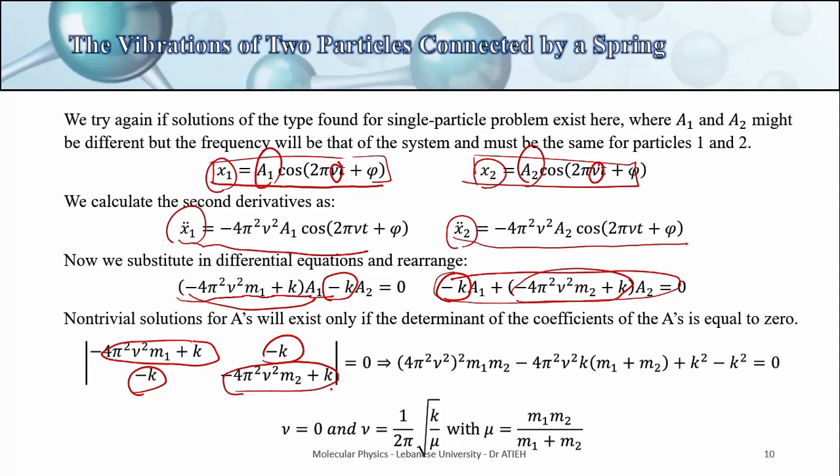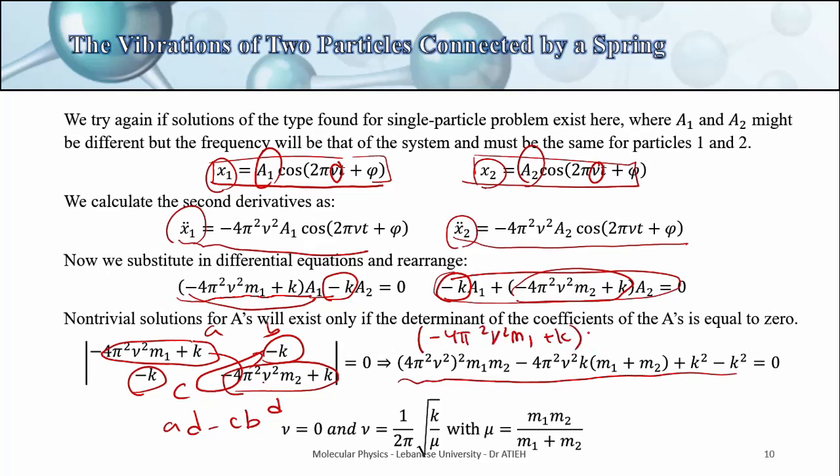So let's try to search what this determinant gives us if it is equal to 0. This is a, b, c, d: a times d minus c times b. So this is the determinant. We will arrive at this term. So we will get minus 4 pi squared nu squared m1 plus k, multiplied with minus 4 pi squared nu squared m2 plus k, minus k times k, this will be k squared.